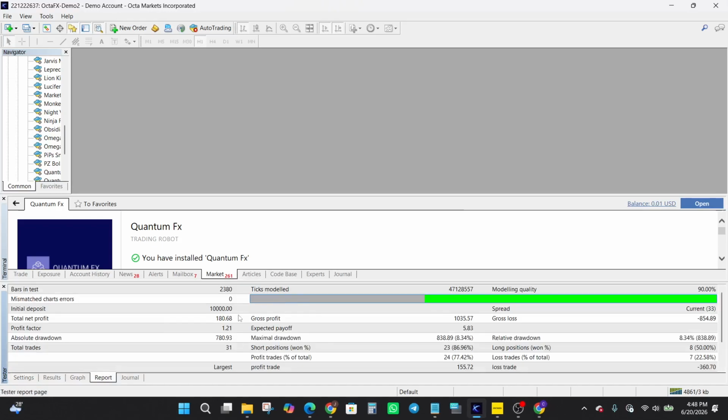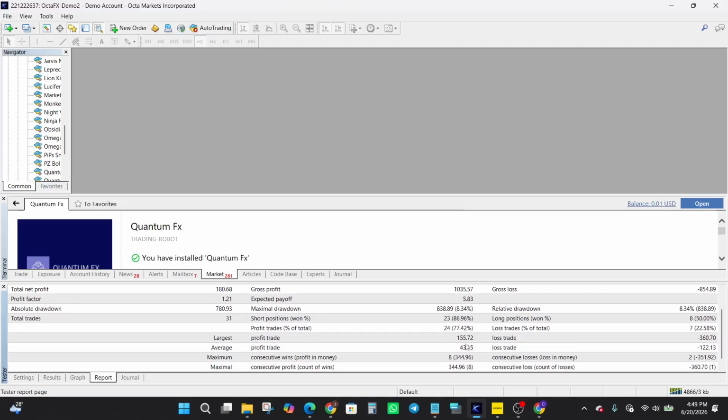Looking at the report, from an initial deposit of $10,000, the total net profit was 180.68, and the total trades taken were just 31. Out of those 31 trades, 23 were profitable. That gave us an 86.96% win rate. The largest profit here is 155.72. The largest loss is 360.7. The average profit here is 43.15, and the average loss here is 122.13.